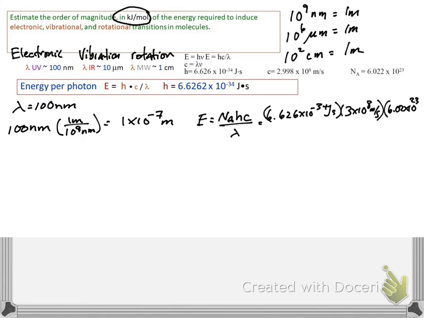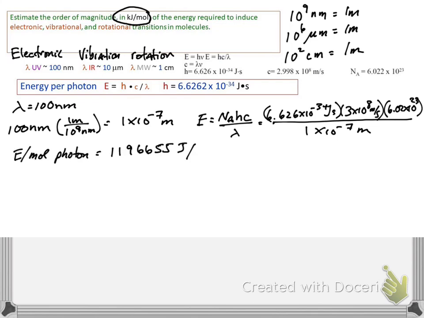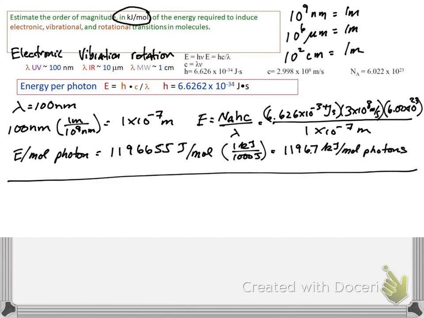We put this together. That's the numerator: h times c times Avogadro's number, divided by the wavelength, 1 times 10 to the minus 7 meters, and we get the amount of energy per mole of photons, which is almost 1,000,000 joules. If we divide by 1,000 to get kilojoules, we have 1,196 kilojoules per mole of photons. Lots of energy in ultraviolet light.